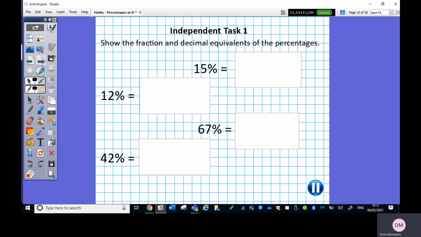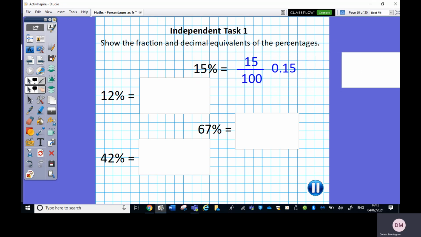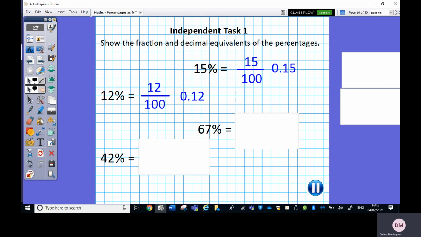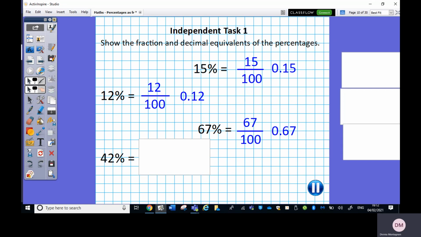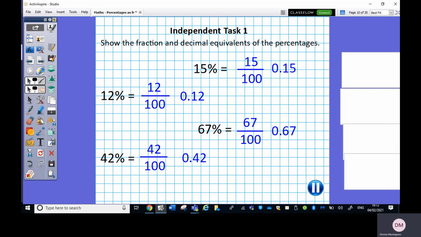So your first independent task is to show the fraction and decimal equivalents of the percentages below. I would like you to write this and unpause it when you're ready to go through the answers. Okay, so let's take a look. How did you get on? 15% written as a fraction and decimal is 15 over 100 or 0.15. 12% is 12 hundredths or 0.12.